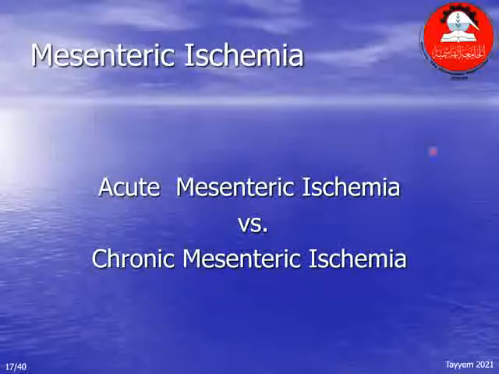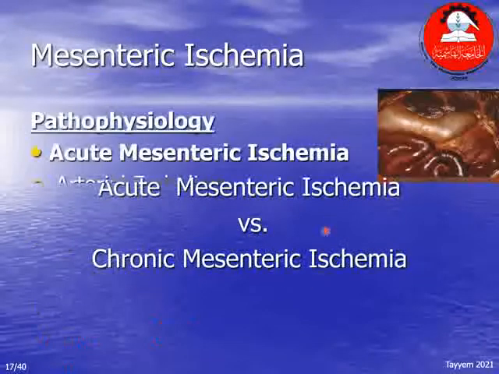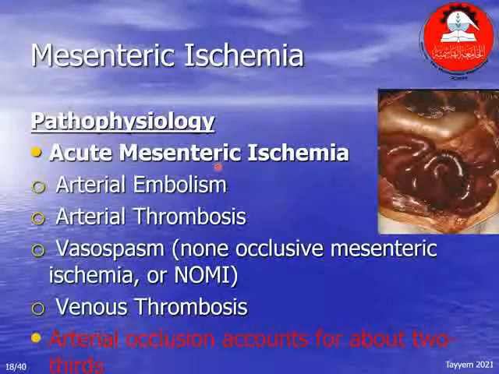So acute mesenteric ischemia is one category, and you have another category, chronic mesenteric ischemia. The pathophysiology of acute mesenteric ischemia, it can happen either due to arterial embolization, arterial thrombosis, vasospasm or non-occlusive mesenteric ischemia, or venous thrombosis. The arterial occlusion is the most common, which accounts for about 2/3 of the cases.